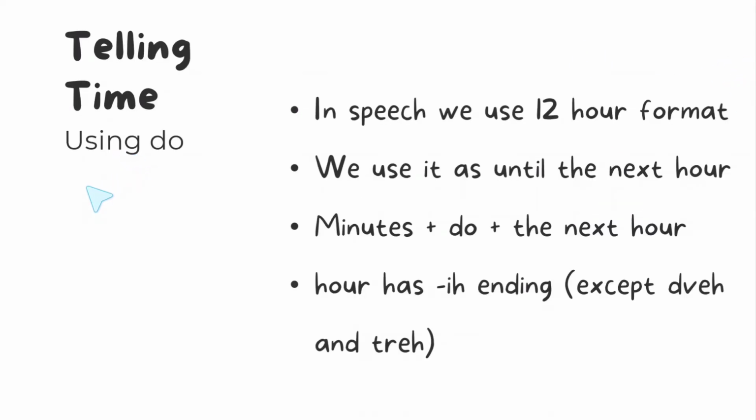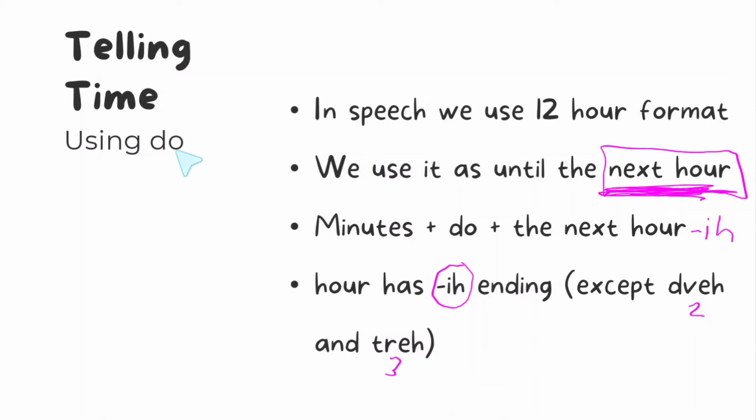Now, for the second half, so after the 30 minutes, for the last 30 minutes of the hour, we will say do. Do means basically until. So in speech, again, we use a 12-hour format. Do is used as until the next hour. Pay attention to this. Remember this. So we say the amount of minutes, plus do, plus the next hour. And the hour has an ih ending. There are two exceptions, dvih, which means two, and trih.